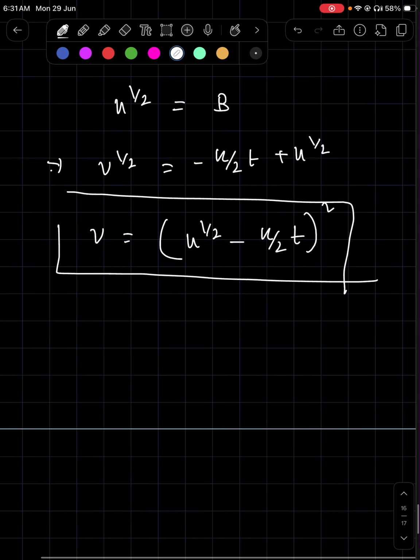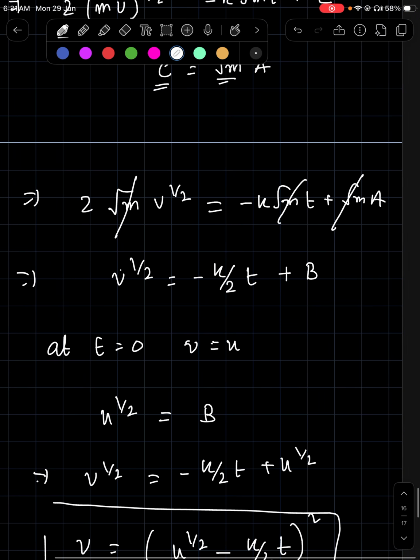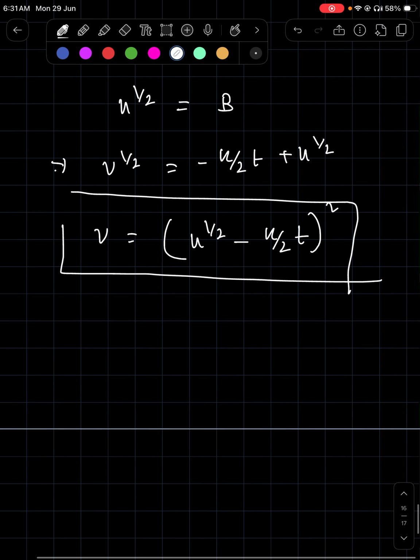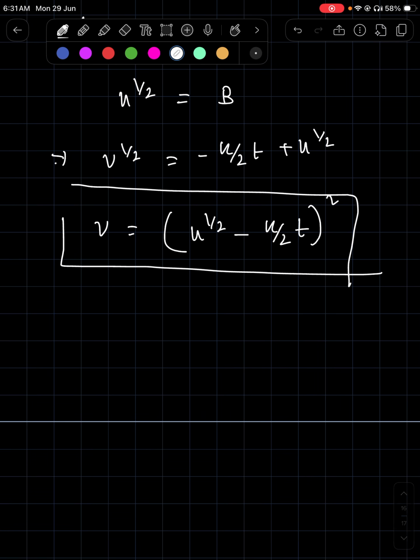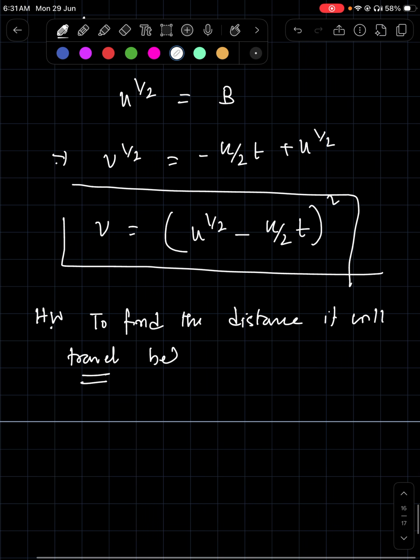Okay. So what is the distance it will travel? Can I find the distance from here? It will be your home task to find the distance it will travel before being stopped.